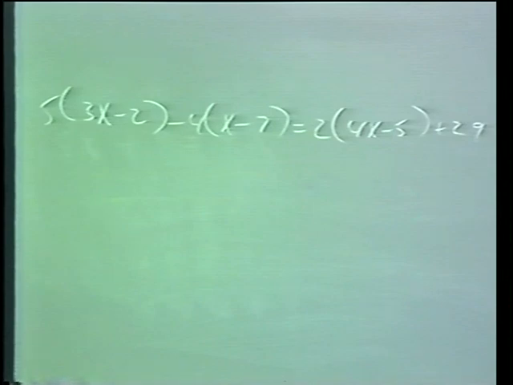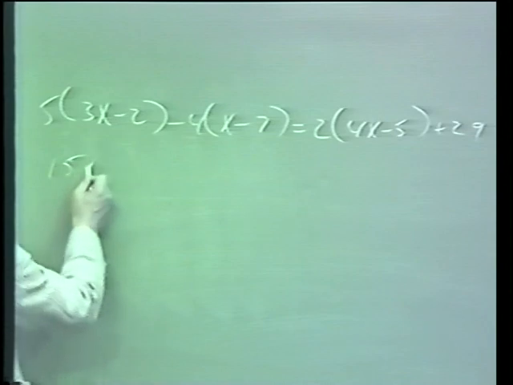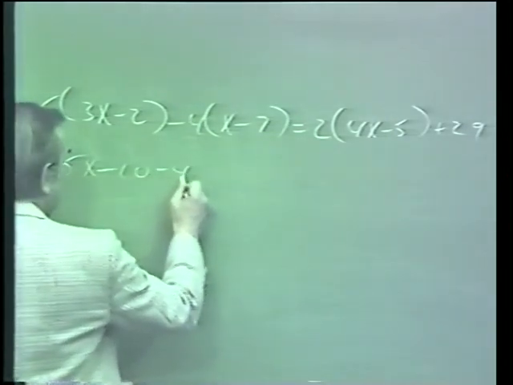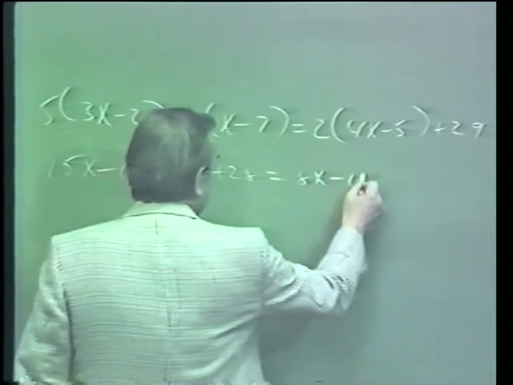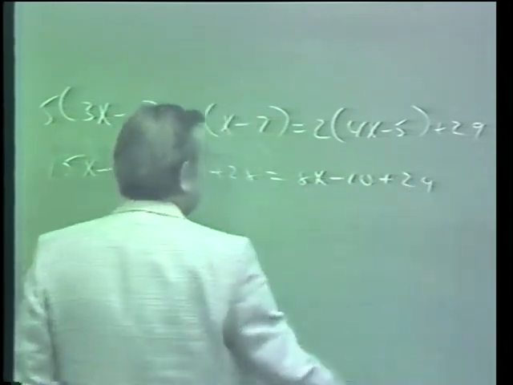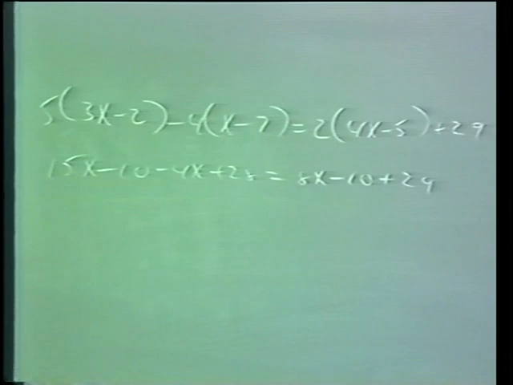Okay, let's take a look at this problem. What's the first step in this particular problem? What's the first thing you're going to do? Remove parentheses, okay? If I do, I get 15x minus 10 minus 4x plus 28 equal 8x minus 10 plus 29. Parentheses are removed, both sides.